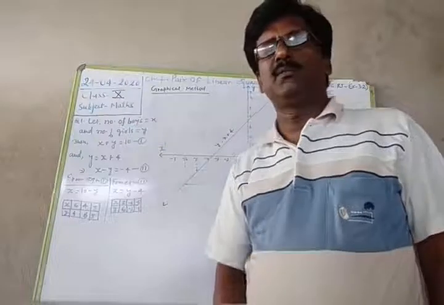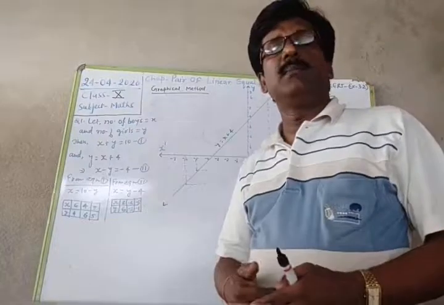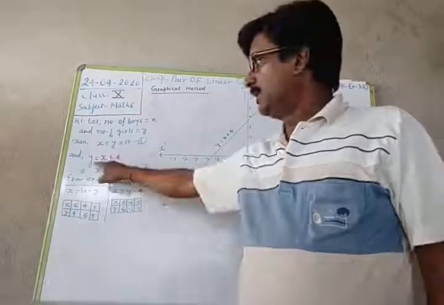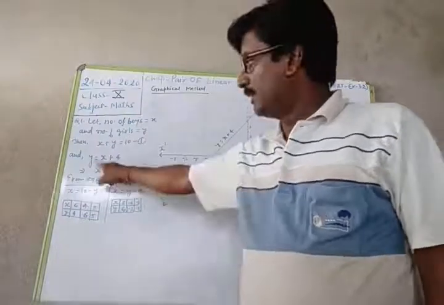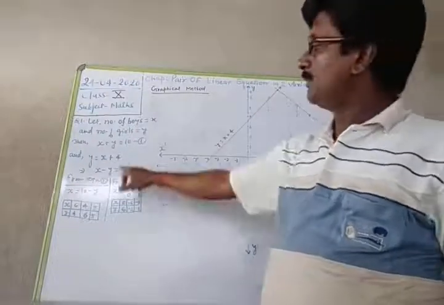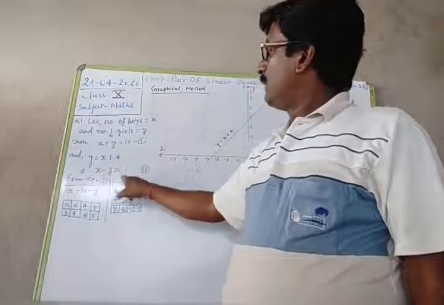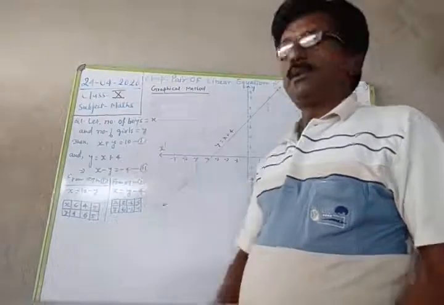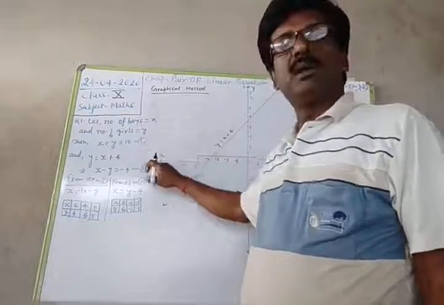So using that information, I have framed the first equation. And also it is given that the number of girls is 4 more than the number of boys. So y is equal to x plus 4, and from this situation, x minus y is equal to minus 4. This one is the second equation. So using that information, I have framed two equations, equation 1 and equation 2.